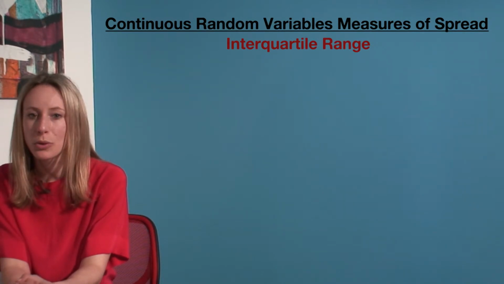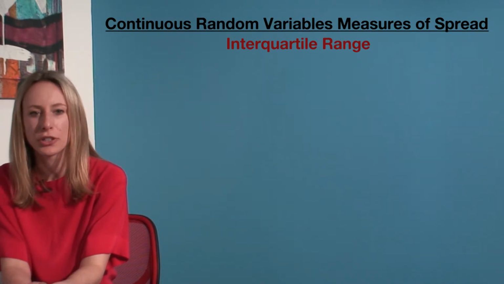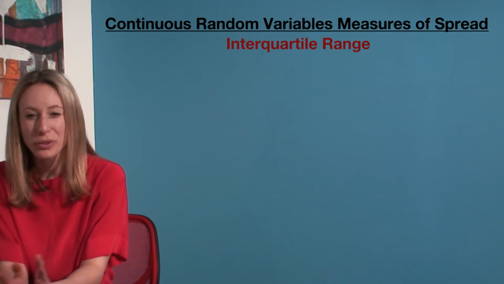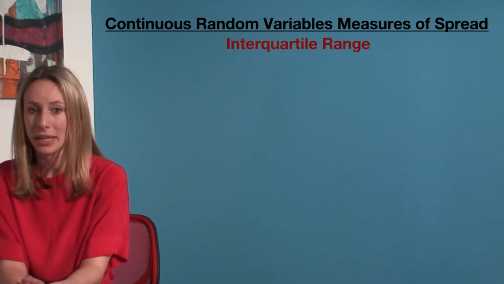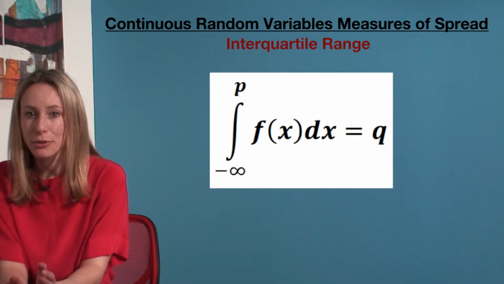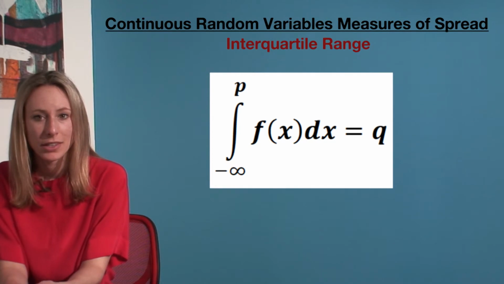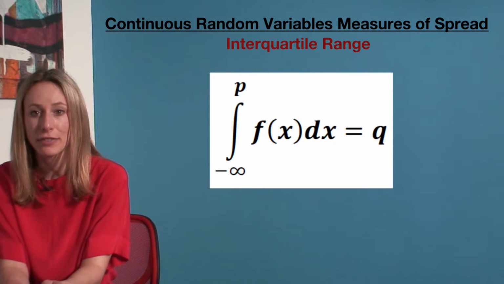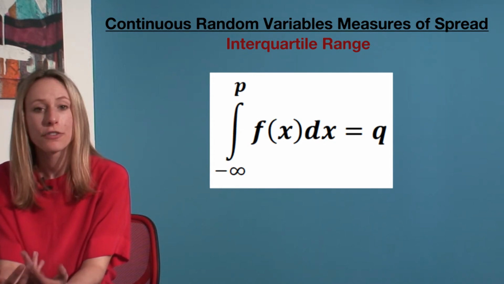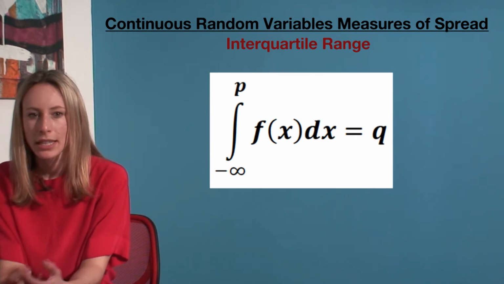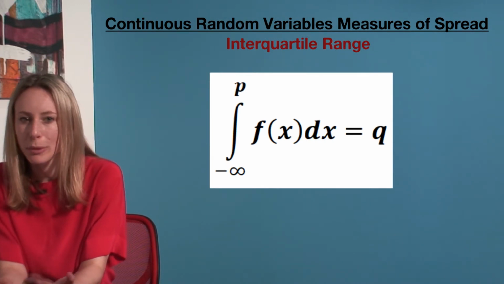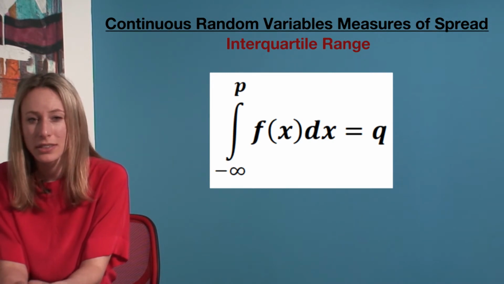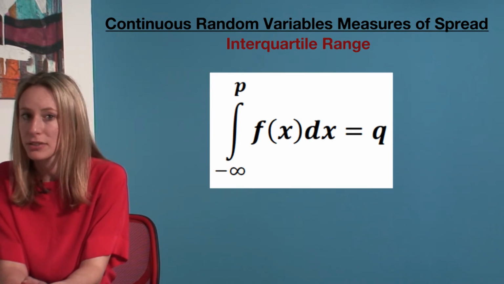Now, we will look at the interquartile range, which measures the spread of the distribution by finding the lower and upper bounds of the middle 50%. The closer the bounds are together, the denser the function will be. The range is calculated through the same formula as we used for the median. We just need to solve the equation of the integral of the function f of x over the range of negative infinity to the variable p for a given percentage q. However, instead of setting q to 0.5 like we did for the median, we set it to 0.25 for the lower bound and 0.75 for the upper bound.